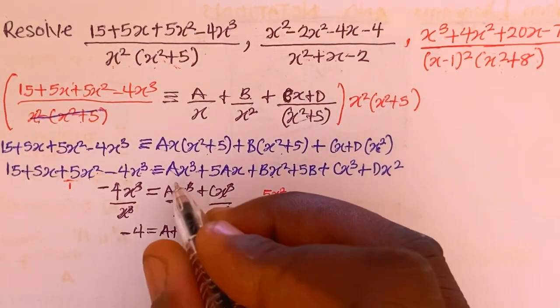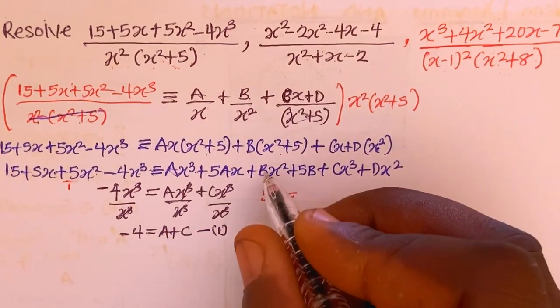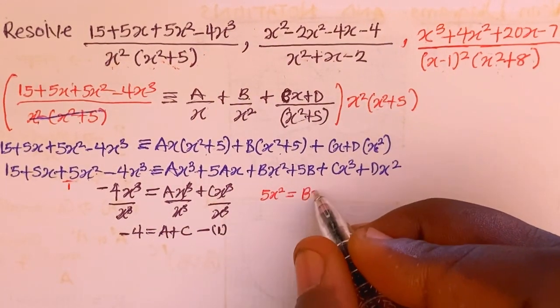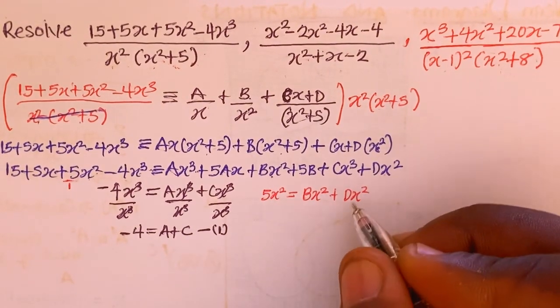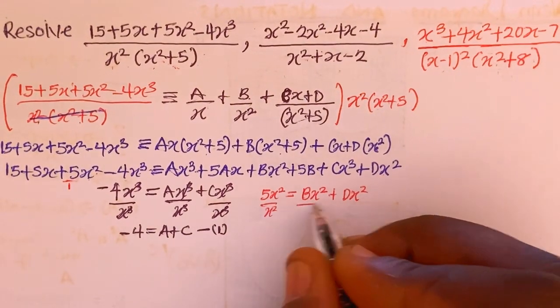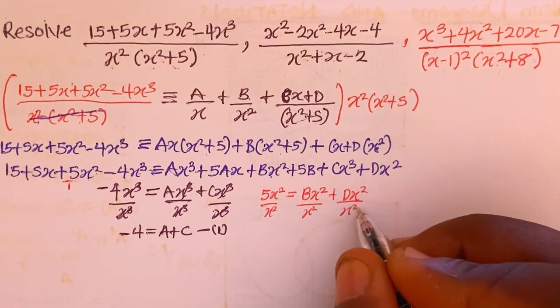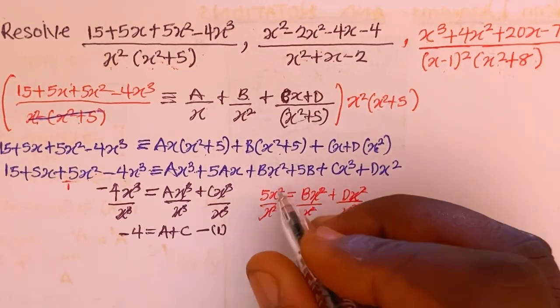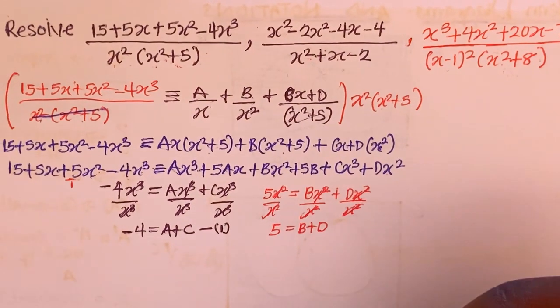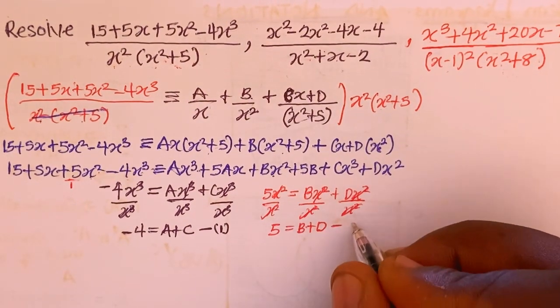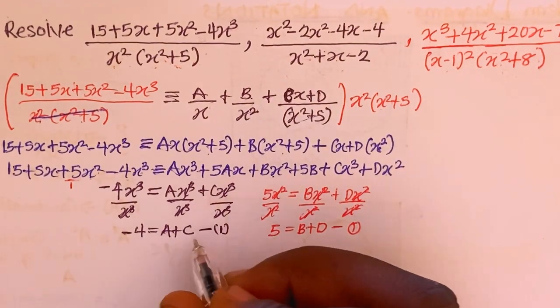Then is equal to, what other coefficient do I have here? That's b. That will be bs squared, then plus ds squared. So I'll go ahead and divide all through by s squared. Divide this by s squared, divide this by s squared, this cancels, this also goes in, and then I'm having 5 equal to b plus d, which I can call equation 2. That means I'm having my a, c, b, and d.